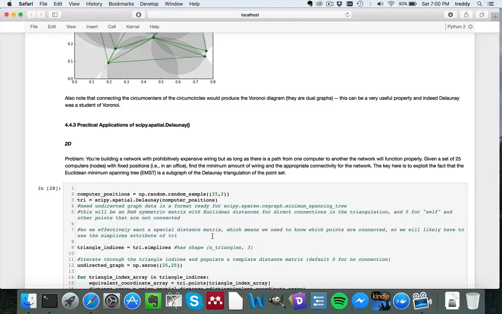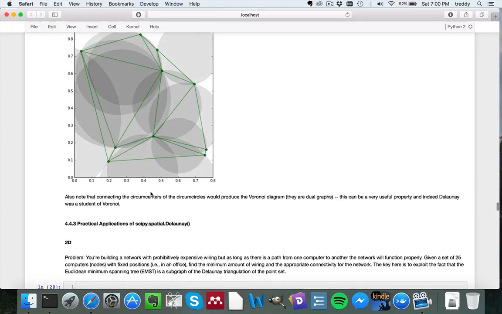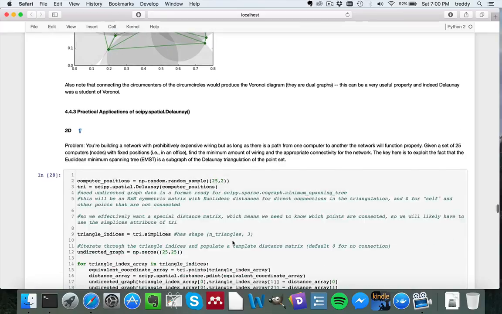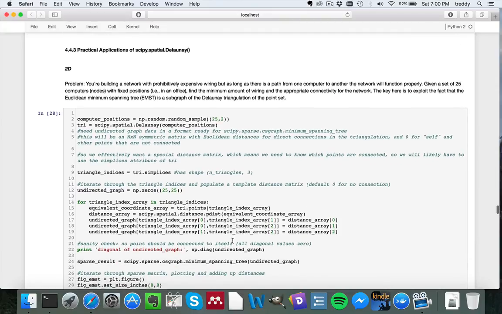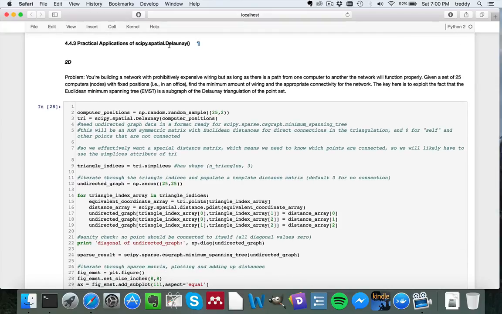That's a really useful property if you're working in a programming language where, it's not the case in Python, but certainly if you're working in a language where you didn't have access to the Voronoi algorithm, but you had access to the Delaunay algorithm, you could easily get really close, at least in planar cases, to the Voronoi result by calculating the Delaunay triangulation and then connecting the resultant circumcenters of the circumcircles. But let's move on to some practical applications of SciPy.Spatial.Delaunay.